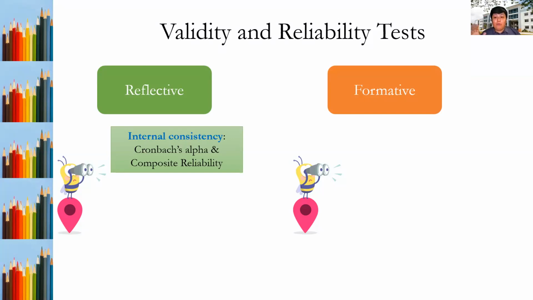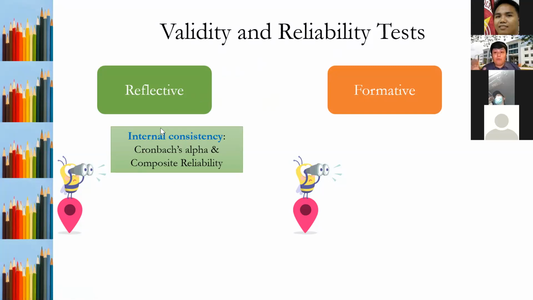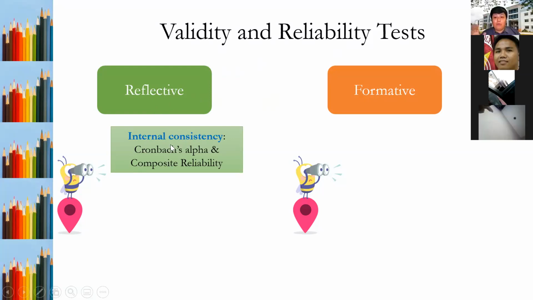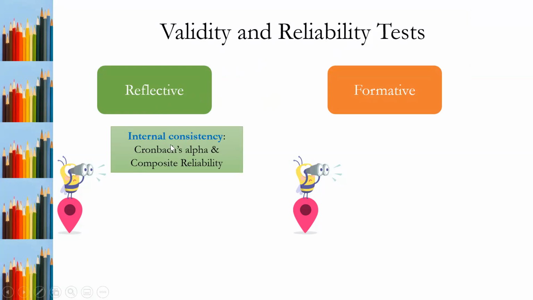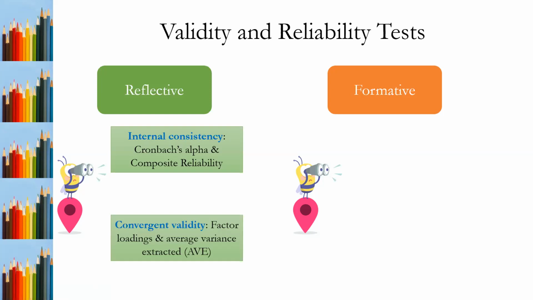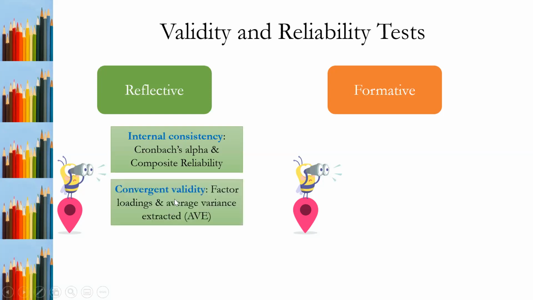are reflective. Now if your construct is a reflective construct, then there are three things that you need to remember. One, in a reflective construct, you need to measure internal consistency or the reliability. Through what? You can measure it through Cronbach's alpha and composite reliability. Number two, you need to measure the validity. Through what? Through convergent validity.